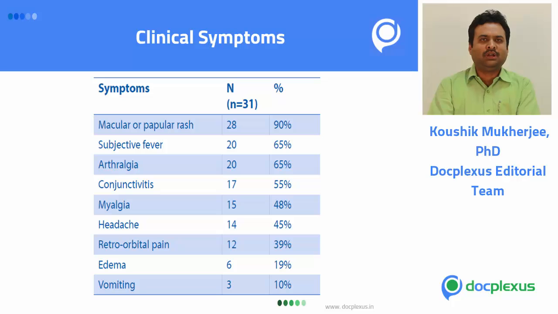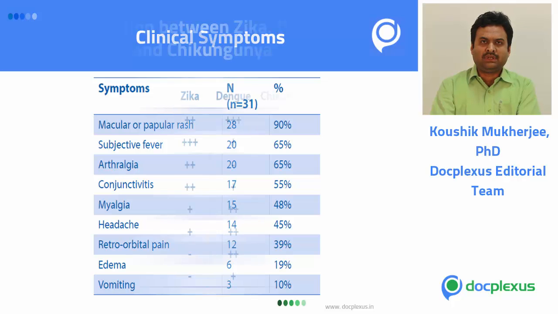Next, let us look at the clinical symptoms of Zika virus infection. The symptoms are quite similar to fevers like dengue and chikungunya. It has fever and rash, arthralgia, that is sore joints, conjunctivitis, myalgia, headache, edema and vomiting, etc.